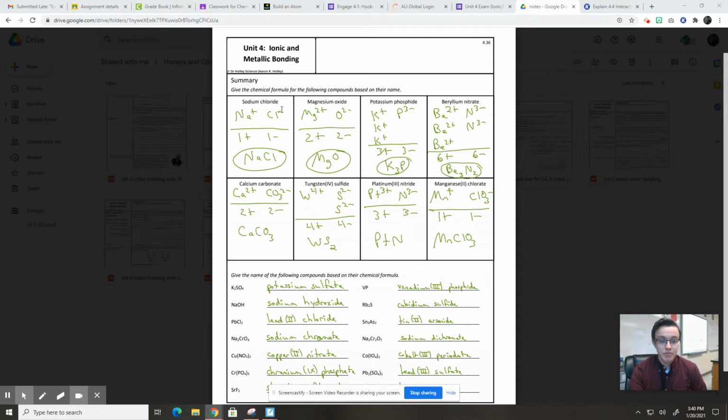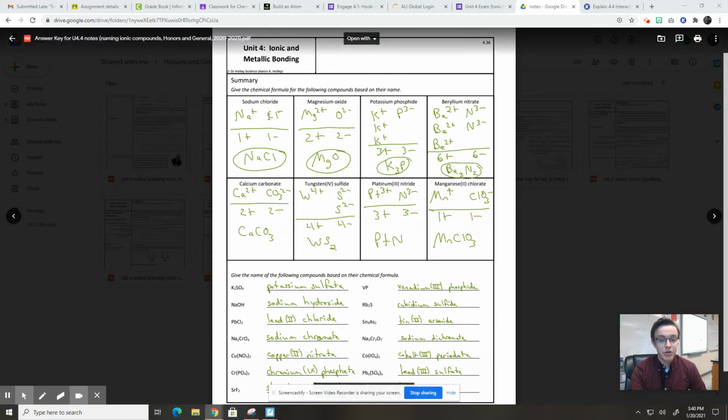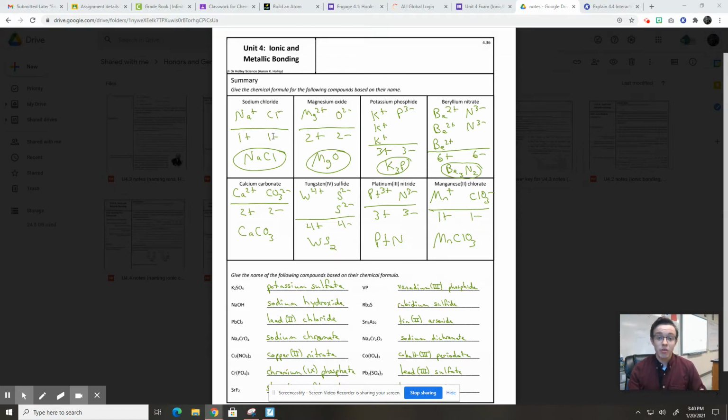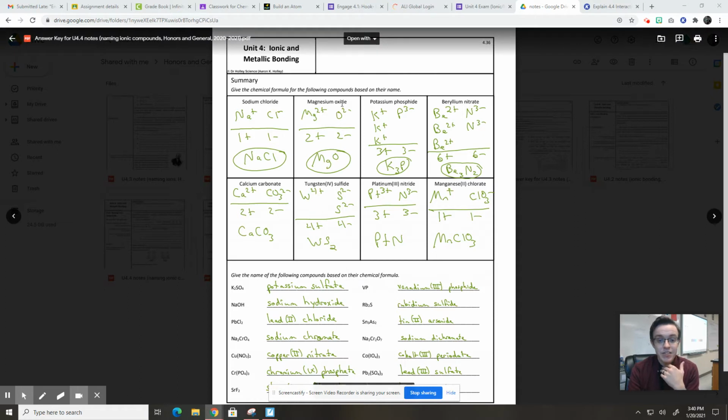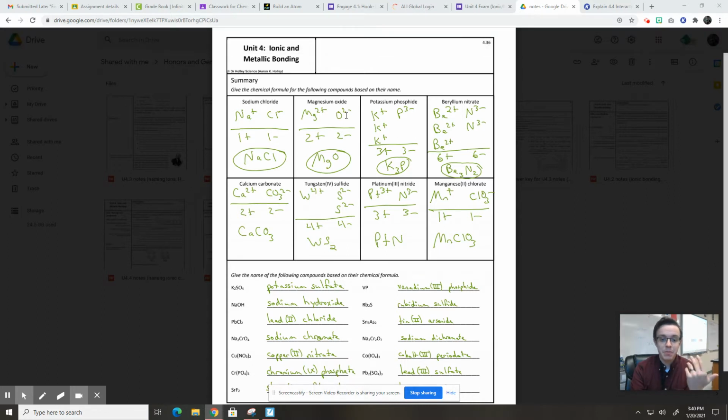So this first one, sodium had a +1 charge, chloride had -1. +1 and -1 already cancel out. So guess what? You just need one of each ion. So its formula is NaCl. Okay. Magnesium oxide. Magnesium is in group 2A, so it has a +2 charge. Oxide is in group 6A, so it has a -2 charge. Well, those also already cancel out. So you just need one of each for those charges to add up to 0. And so its formula is MgO.